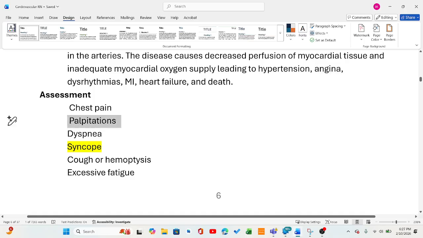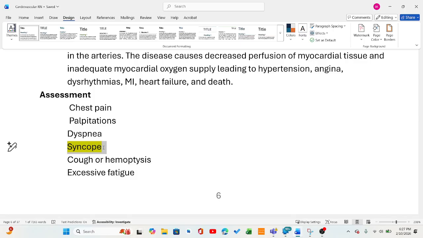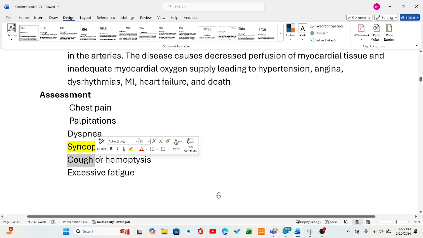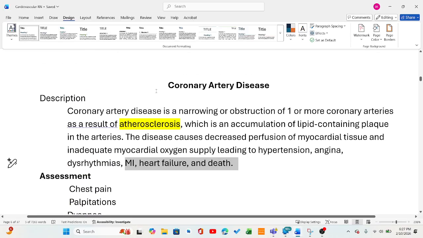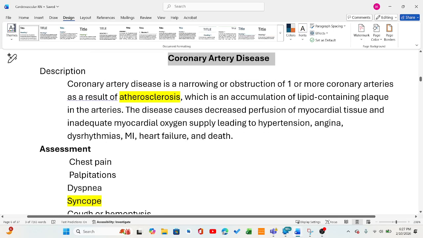Then we could talk about palpitations of the heart. We did talk about dyspnea, which is difficulty breathing. Syncope is where the person has a sudden loss of consciousness, or the heart rate drops all of a sudden, and then they lose consciousness and fall. Sometimes they don't have to fall; they become dizzy, and that is syncope. Then there can also be coughing and hemoptysis, where the person is coughing out blood, and they can have excessive fatigue. All these things will show up in any of these cardiac problems, because this is coming from the coronary artery disease. So coronary artery disease can result in any of this. Just make note of that.